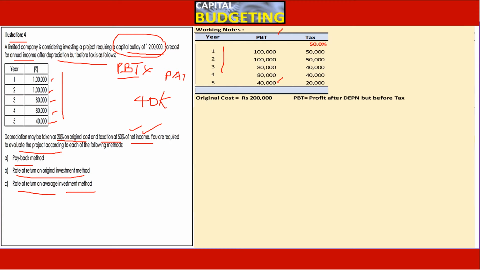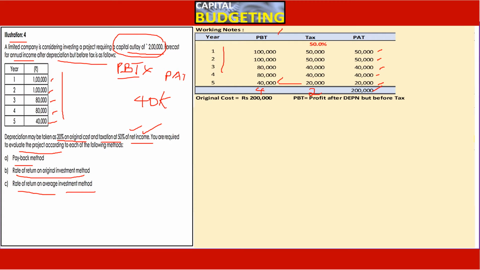We are told 50% is tax. Let us apply 50%: 50,000, 50,000, 40,000, 40,000 and 20,000. PBT minus tax is equal to PAT, profit after tax: 100 minus 50, 100 minus 50, 80 minus 40, 80 minus 40 and 40 minus 20. Profit after tax is 2 lakhs and profit before tax was 4 lakhs. 50% of it was tax, therefore 2 lakhs is the profit after tax.